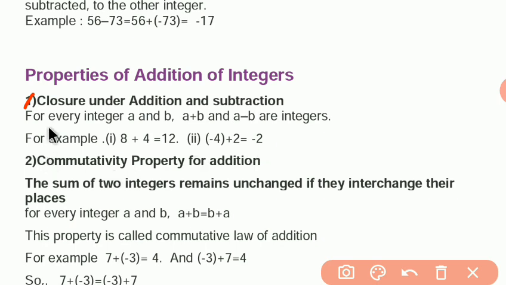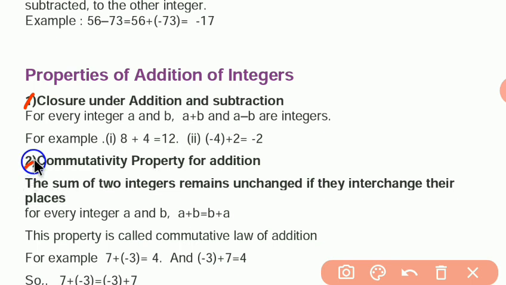So you can see that for every integer a and b, a plus b and a minus b are integers. The sum of any two integers is always an integer. This is about the closure property. So you can say that the first one is also known as closure property. If we add any two integers, the sum is also an integer.